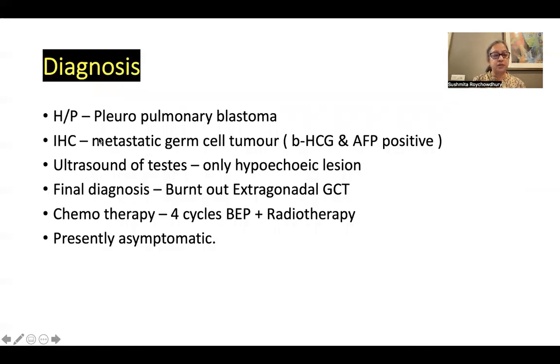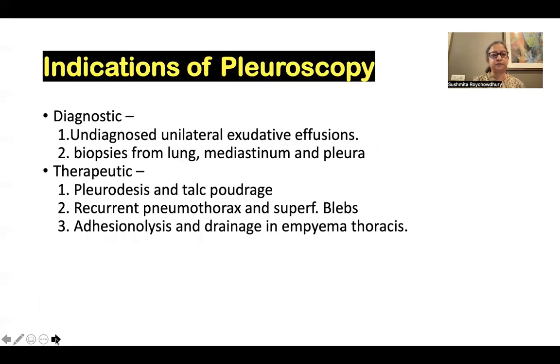So this histopathology was then sent for immunohistochemistry, which turned out to be metastatic germ cell tumor. We did an ultrasound of his testes, but there was no lesion there. Final diagnosis was burnt out extragonadal germ cell tumor. He received 4 cycles of chemotherapy plus radiotherapy and remained asymptomatic for a number of years. At the moment, he is lost to follow-up. I do not know how he is now.